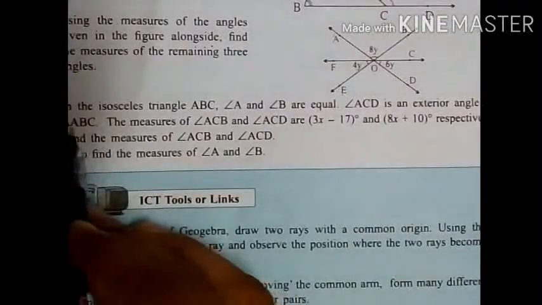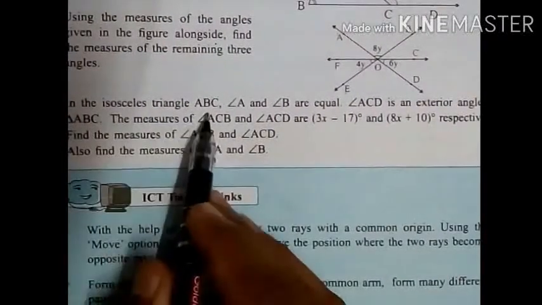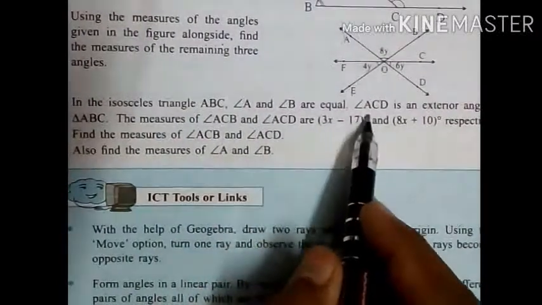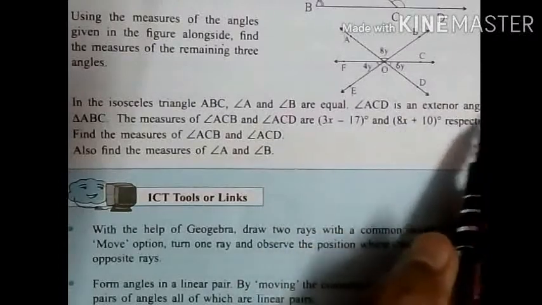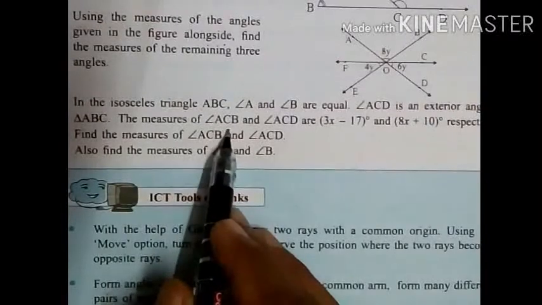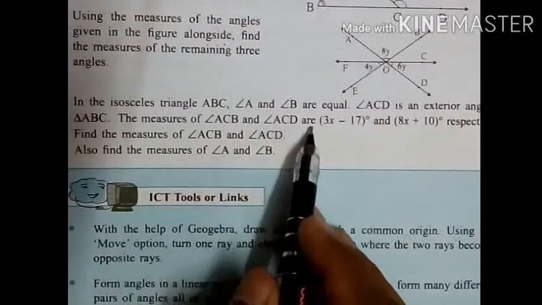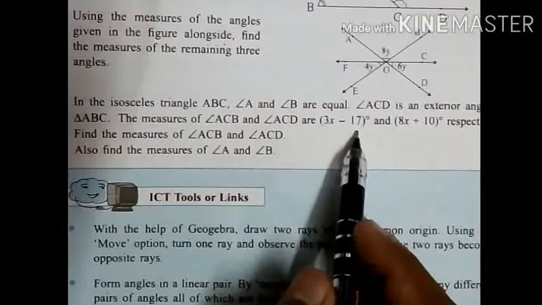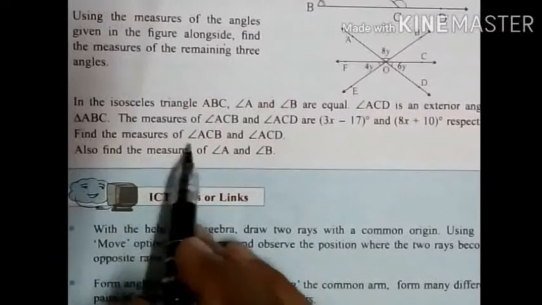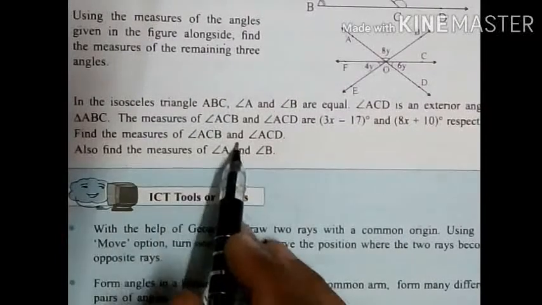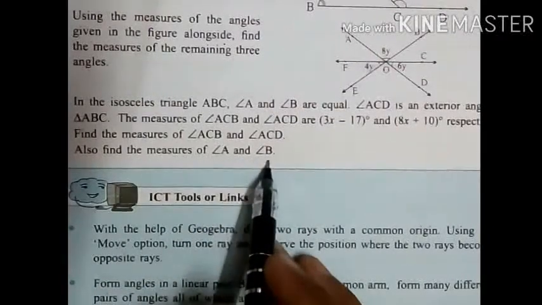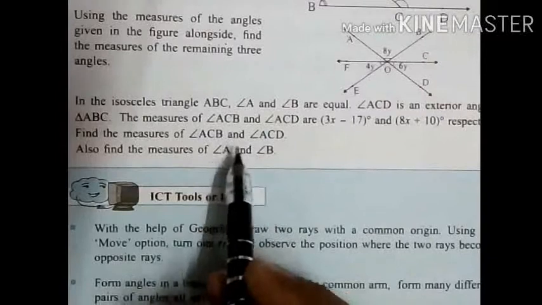Question number 3 is, in the isosceles triangle ABC, angle A and angle B are equal. Angle ACD is an exterior angle of triangle ABC. The measure of angle ACB and angle ACD are 3x minus 17 degree and 8x plus 10 degree respectively. Find the measure of angle ACB and angle ACD. Also find the measures of angle A and B. Now first draw this figure.